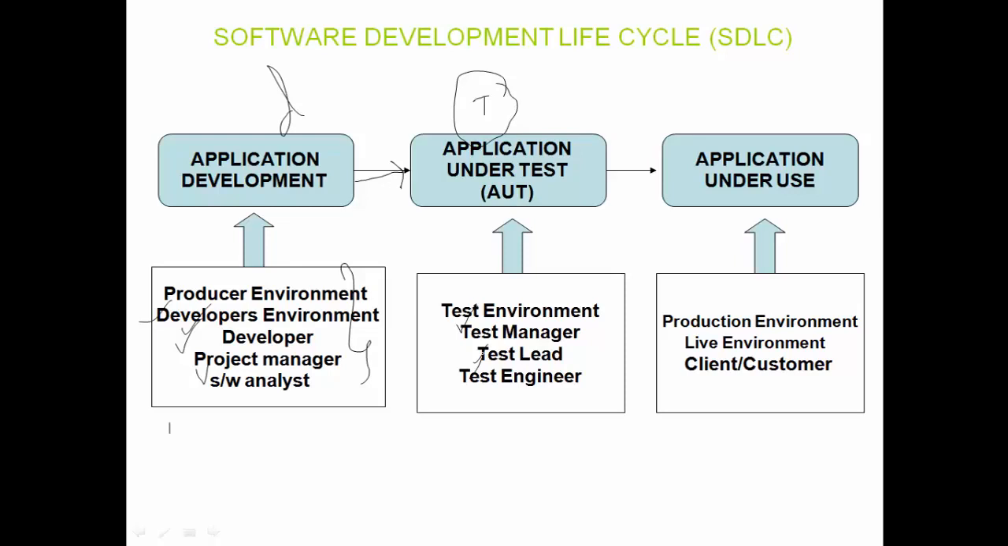Once done with it, it will move on to the client. Then we'll call it application under use, which we call the production environment. So literally, from the producer environment it moves on to the tester's environment, the test environment, then on to the production environment where the actual application lives. That's when we call it a live environment, where the client and customer will work on that application.